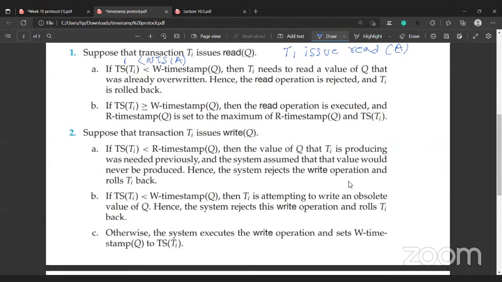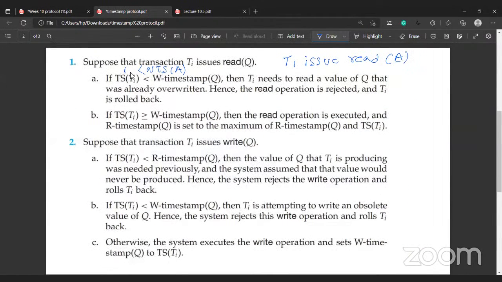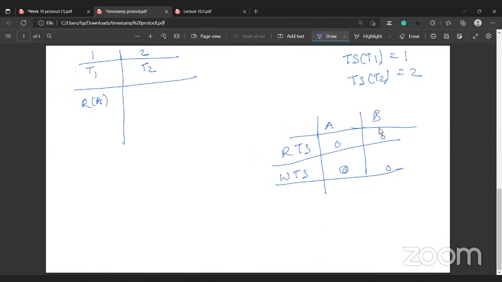We can see that 1 less than or equal to 0 is false. You have to go to the second condition: 1 greater than or equal to 0. Yes, it is greater. Then the read operation is executed and the read timestamp of Q is set to the maximum of the read timestamp of Q or the transaction timestamp of T1. So the maximum is 1, so the read timestamp of A will be 1.